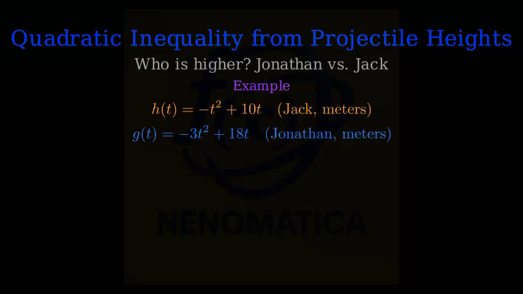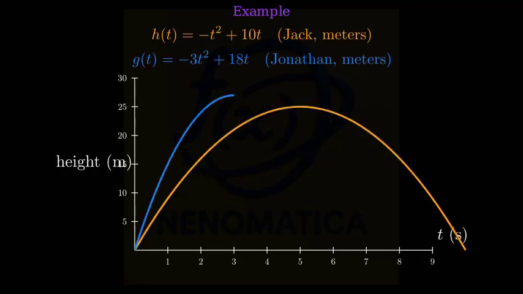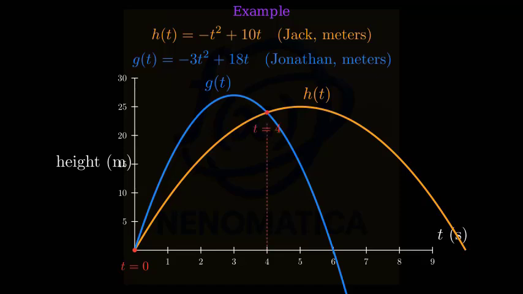Let's visualize both heights on the same axis. The horizontal axis is time in seconds, and the vertical axis is height in meters. We plot h of t in orange and g of t in blue. Notice they intersect at t equals 0 and t equals 4. We want the times when Jonathan is higher than Jack. That is, g of t is greater than h of t.